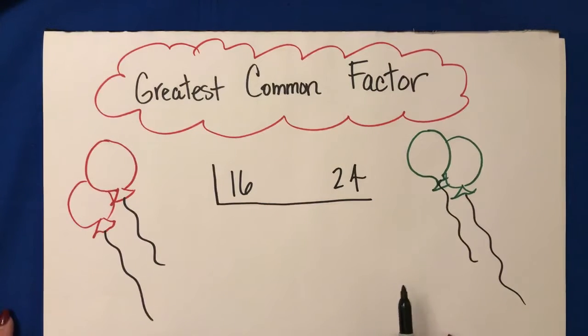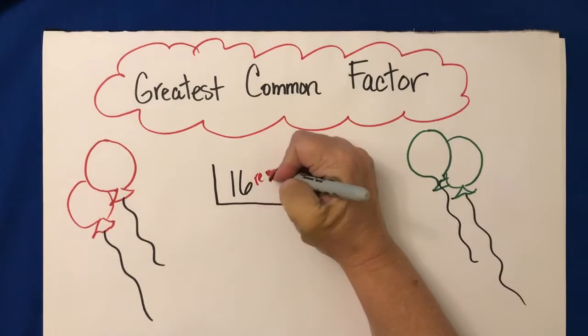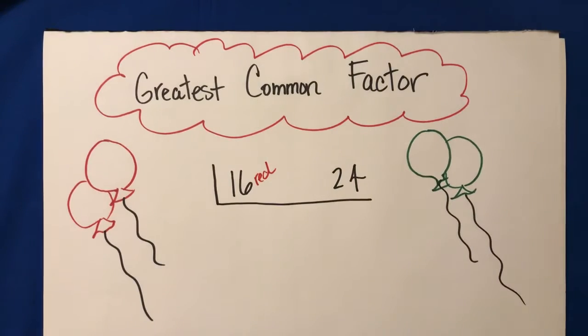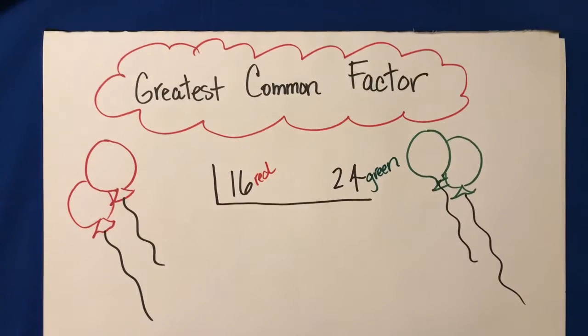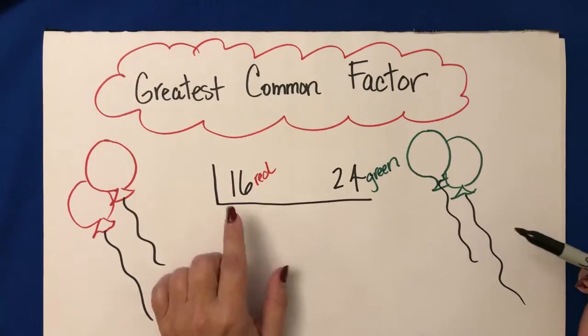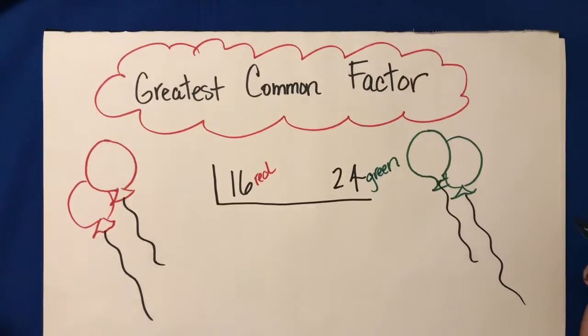So we're going to try to find the greatest common factor of these two numbers. I want you to think about if we had a lot of balloons and we had 16 that were red and then we had 24 that were green. How could I divide both of these numbers by the same number, making the largest amount of balloon bouquets that we can, so that we have red balloons and green balloons in every bouquet, and we use all the balloons? So we're going to try to figure out what is the greatest number of balloon bouquets that we could make with all of these.